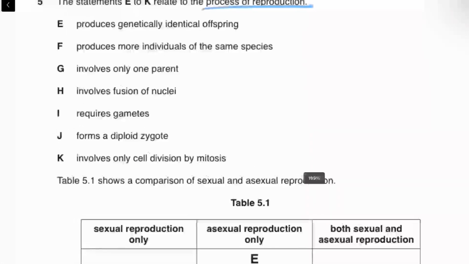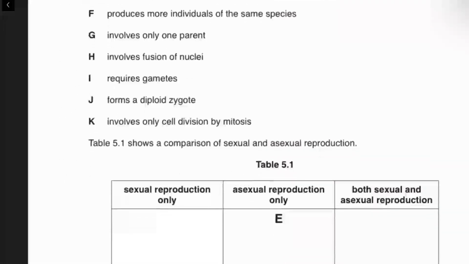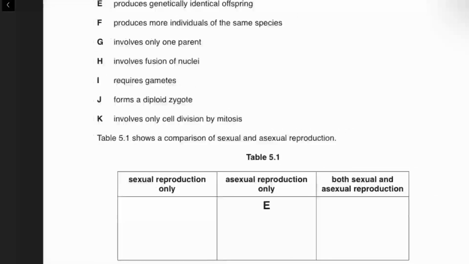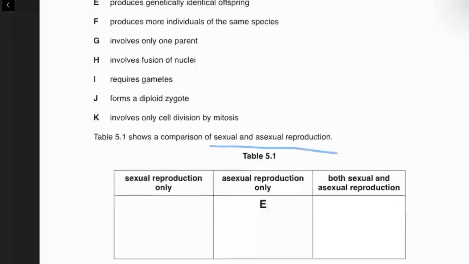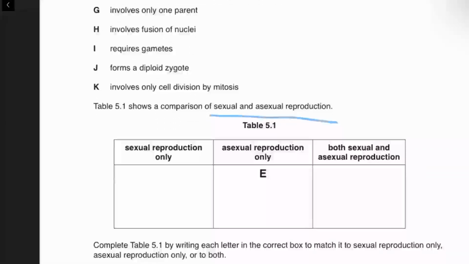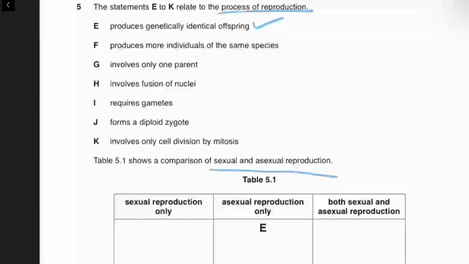Okay. Now, statements E to K relate to the process of reproduction. Table 5.1 shows a comparison of sexual and asexual reproduction. Complete Table 5.1 by writing each letter in the correct box to match it to sexual reproduction only, asexual reproduction only, or both. The first letter has been written in the correct box. Use each letter once only. So, produces genetically identical offspring: asexual only.